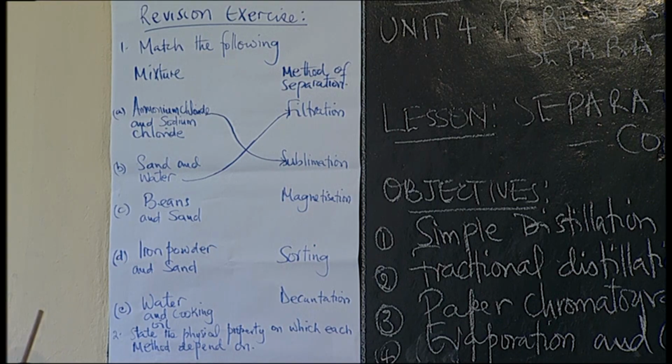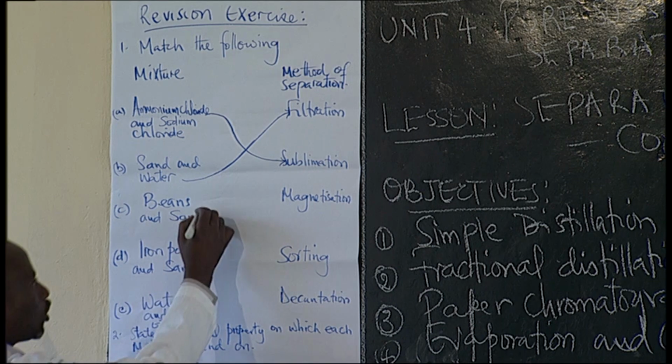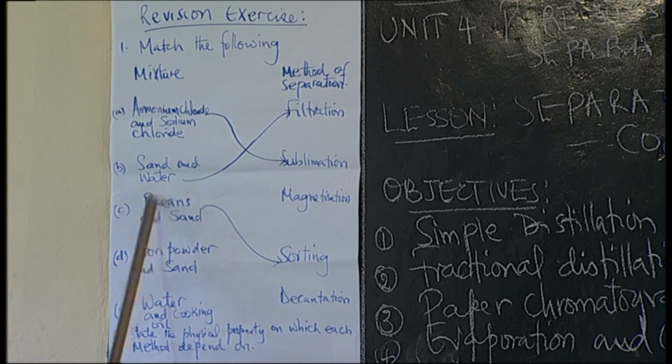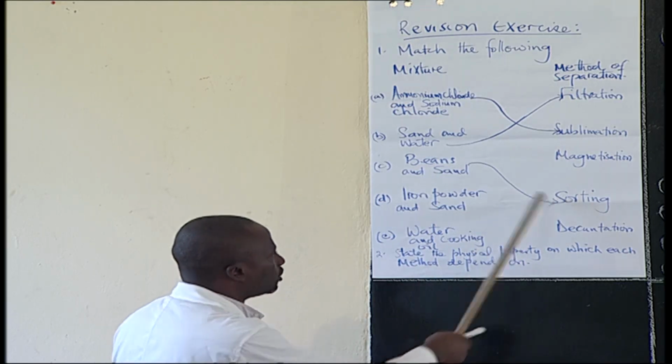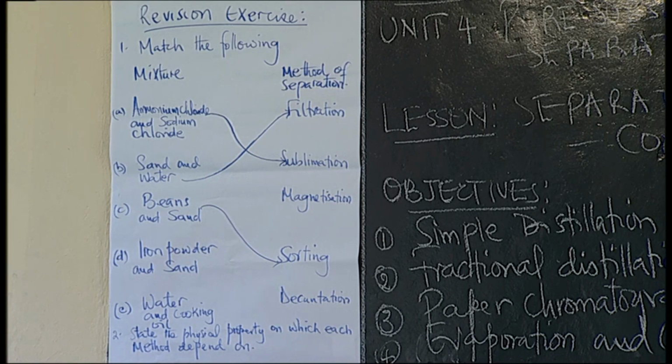Let's go to part C, which is beans and sand. Beans were poured into the sand by accident. What do we do? This is very simple. Just do the picking or the sorting, one by one. Just pick one by one, and then you separate. Which physical property do we use here? The sand and the beans do not have the same sizes, so that is why we are using sorting.